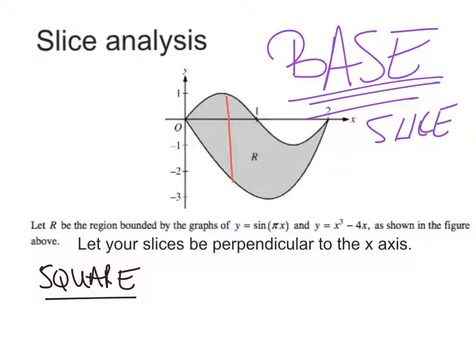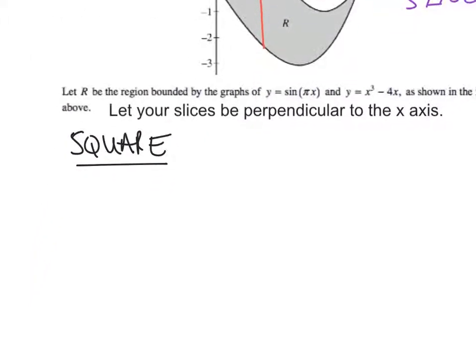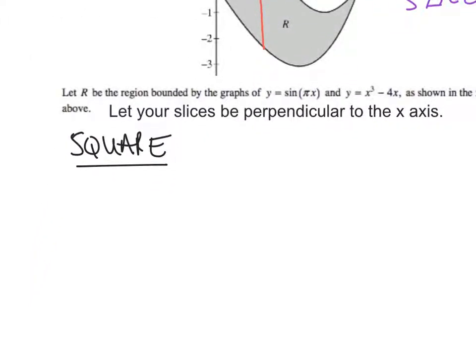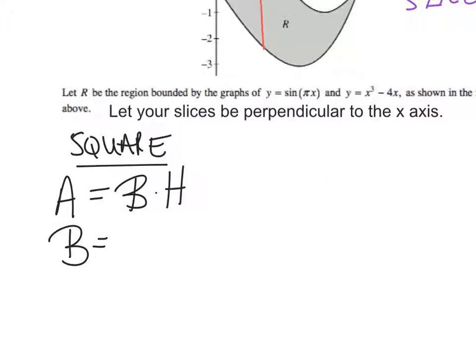So, how do you do a slice analysis? Well, it's extremely simple. You analyze the area. So you start with the shape and then you write the formula out. Well, what is the area of a square? Base times height. Now you analyze every piece of the formula. Well, you start with base. The base is upper minus lower.